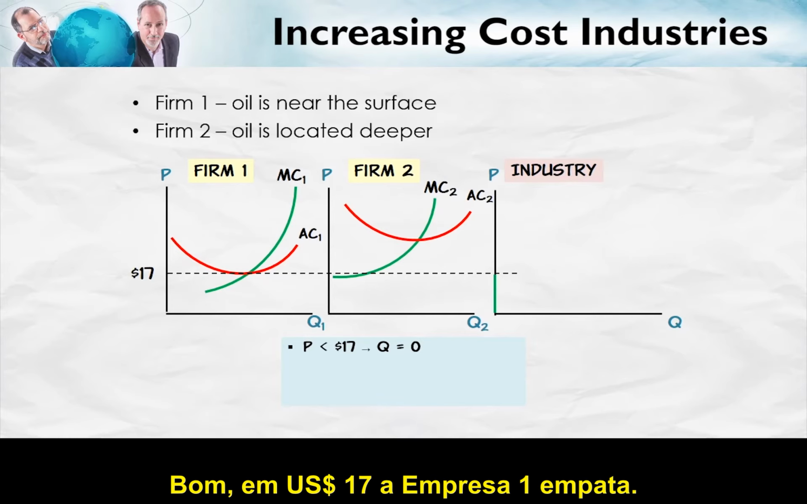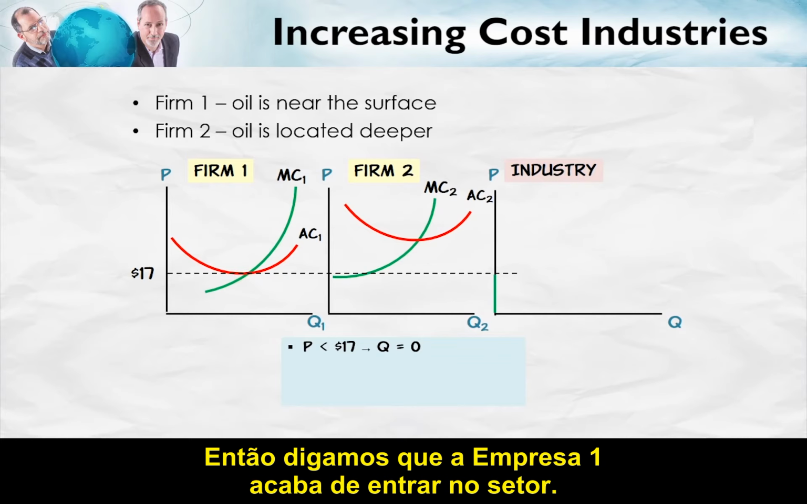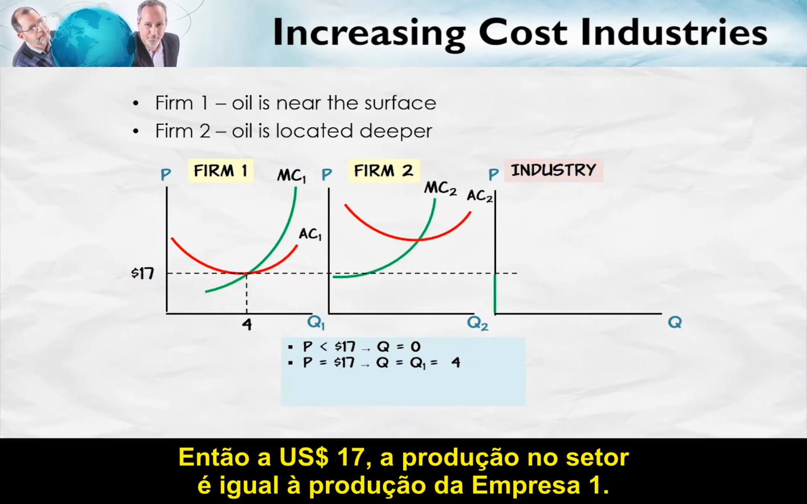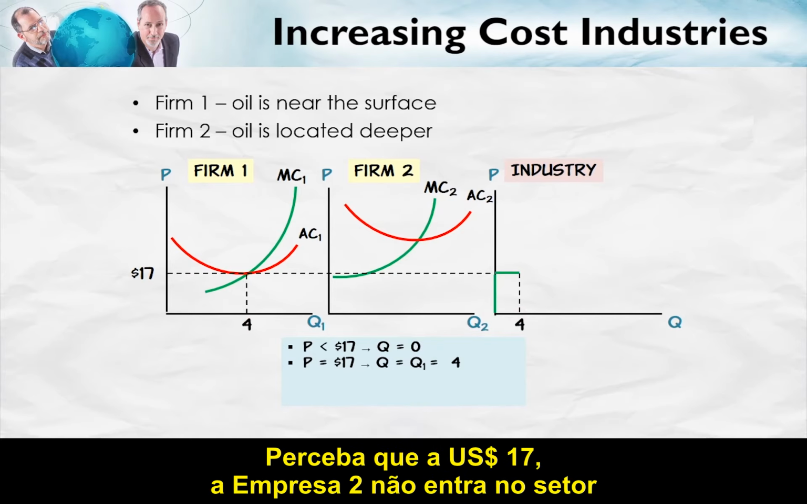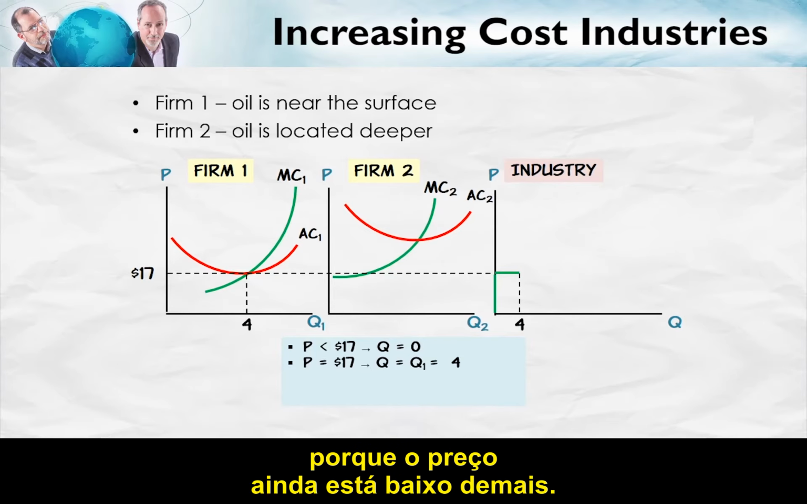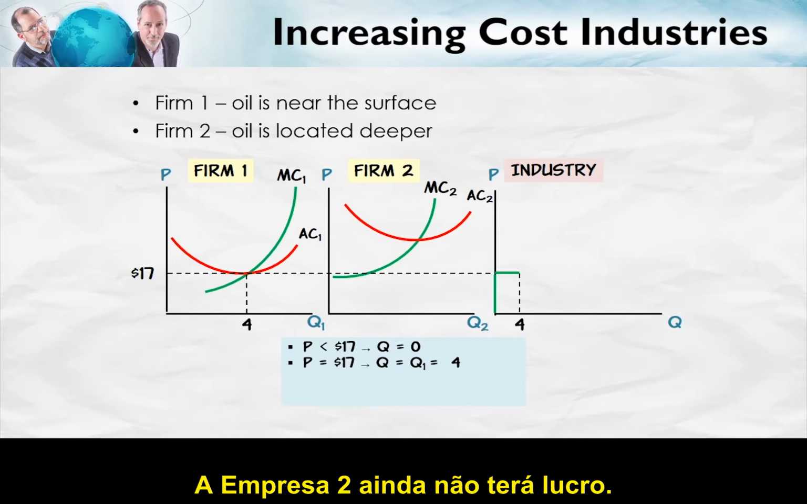Well, at $17, firm 1 just breaks even. So we'll say firm 1 will just enter the industry. So at $17, the industry output is the same as the output of firm 1, namely 4 units. Notice that at $17, firm 2 doesn't enter the industry because the price is still too low. Firm 2 is not going to make a profit. It will take a loss at that price.